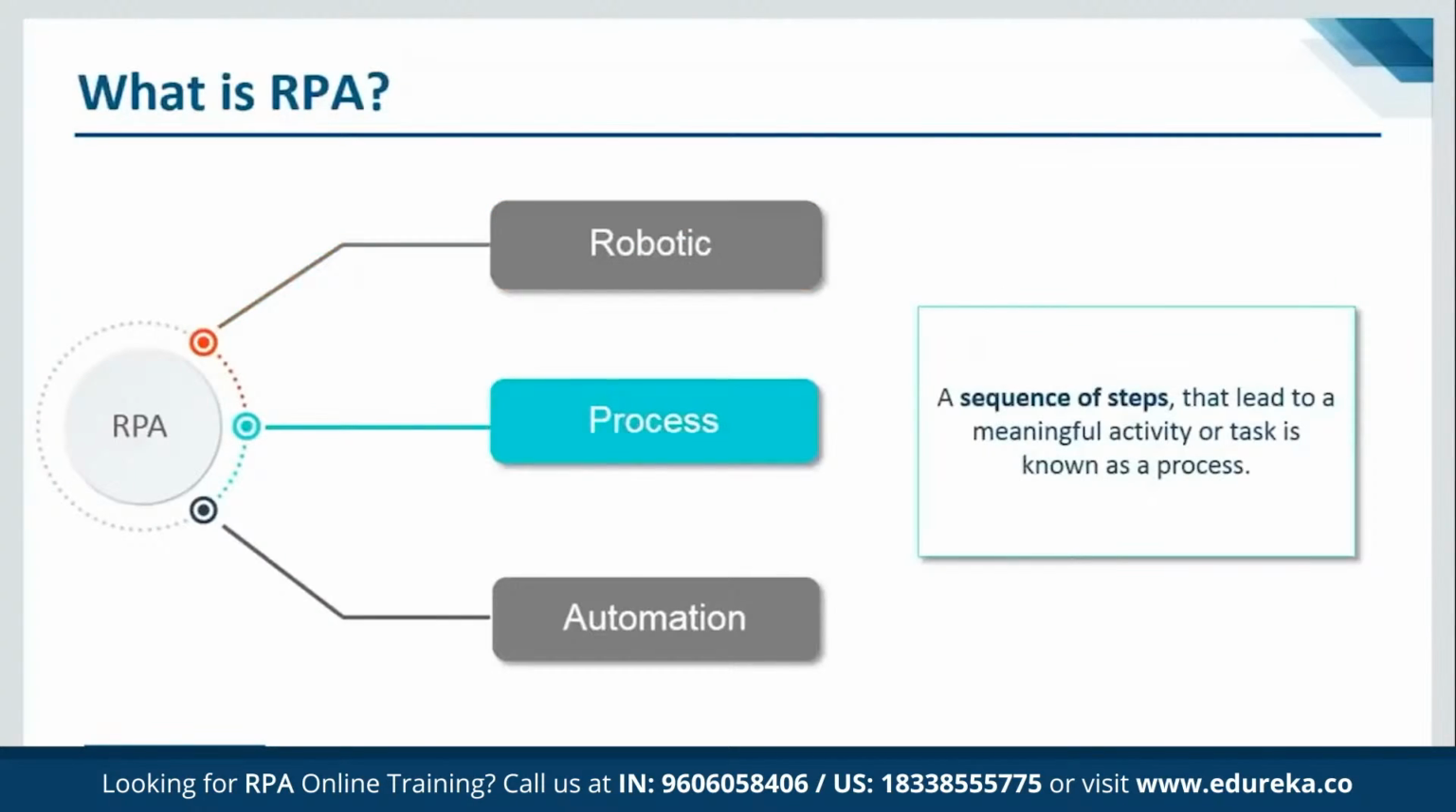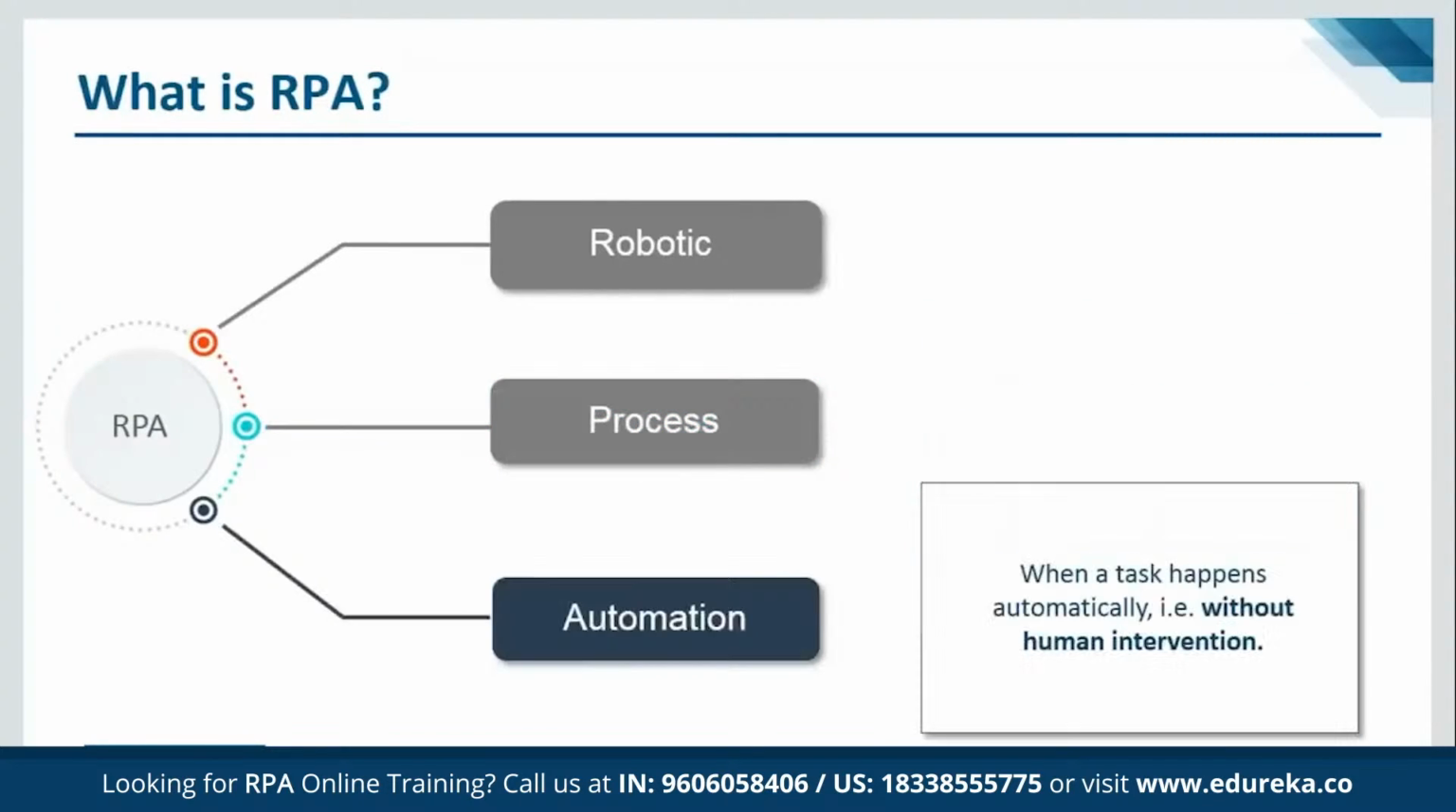Then comes process. A process is a sequence of steps which lead to a meaningful activity. For example, you make tea, right? To make tea, the first step would be to pour some water, let it boil, then put some tea leaves, let it boil, and then pour some milk in it, right? Your tea is ready. So you did three steps, and with the help of these three steps, your tea is ready, right? So this becomes the process of making tea. Then comes the term automation. What is automation? Automation basically means when a task happens automatically without human intervention. All right. So whenever a task happens without any human intervention, it becomes automation.